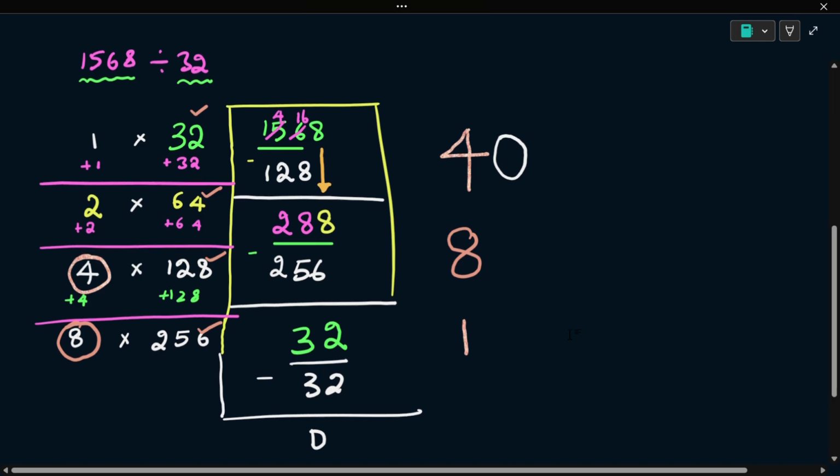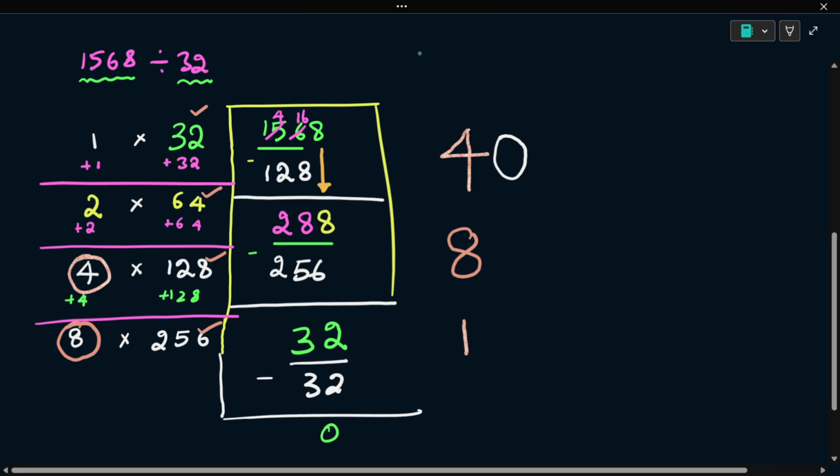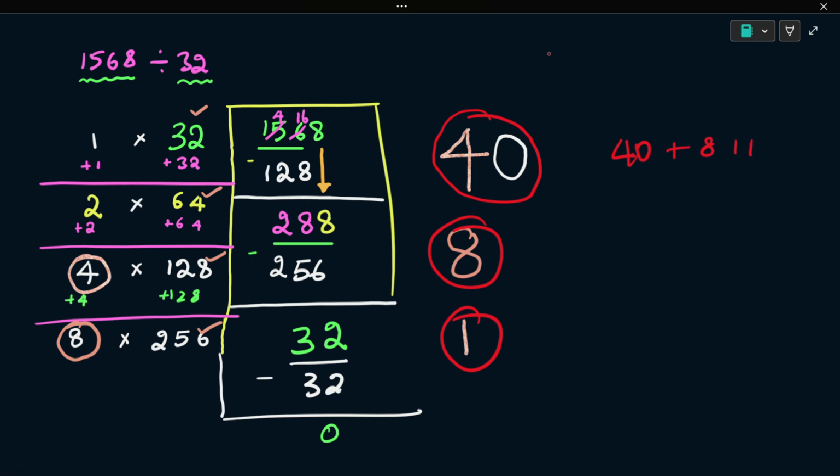So let's stop here, because if you got 0 as the remainder, or any number which is less than the minimum value, that is 32, as the remainder, you need to stop there. Okay, we almost completed 95% of the problem. So now you need to circle the bigger number. Okay, what are the numbers you got here? 40, 8 and 1.